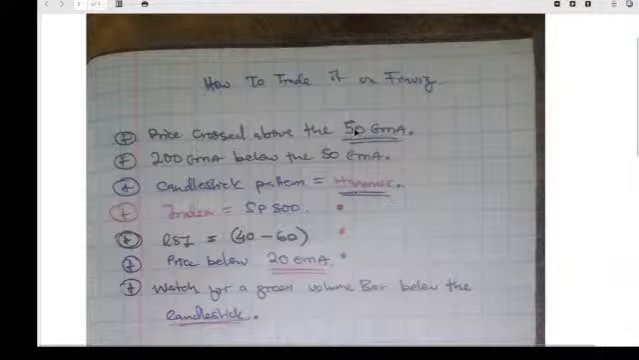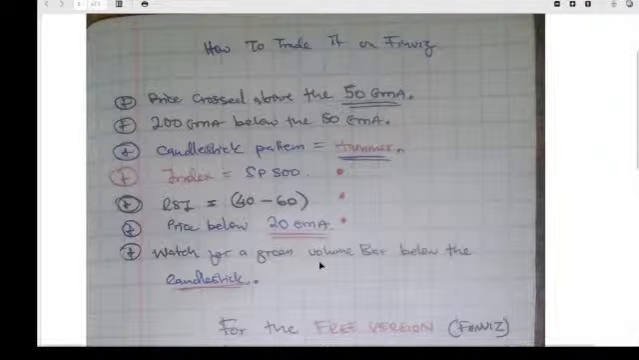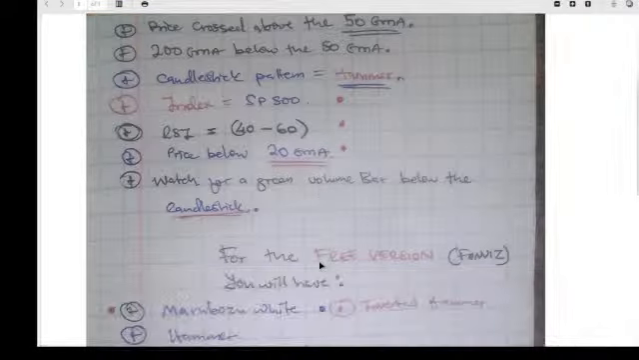The price should have crossed above the 50-day moving average. The 200-day moving average should be below the 50-day moving average. You can only select one candlestick pattern, so why not just focus on one? In this presentation, I'm using the hammer. The index is S&P 500, so you're only focused on S&P 500 stocks. The RSI is between 40 and 60, price below the 20-day moving average. Then you should watch for a green volume bar below the candlestick pattern.